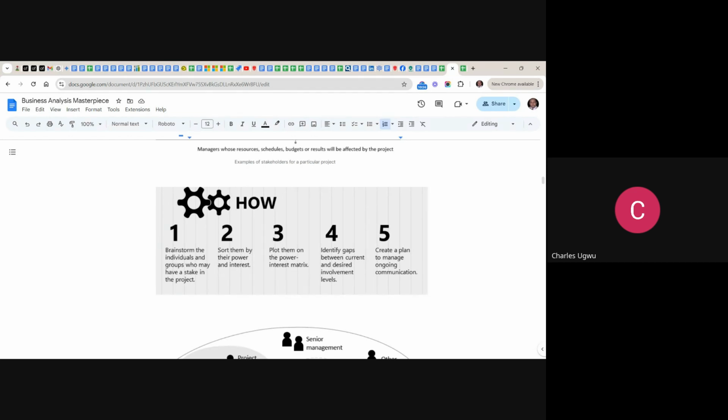So when you brainstorm and identify this group of people, you sort them by their power and interest. All of them have interests. All of them have power. All of them have influence. The key thing here is power and interest. Everything we do in this world is all about interest.